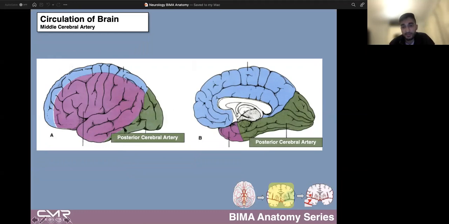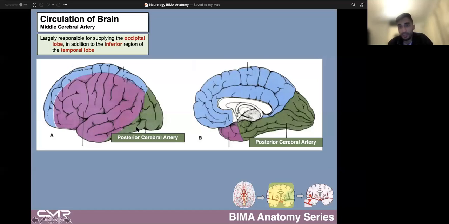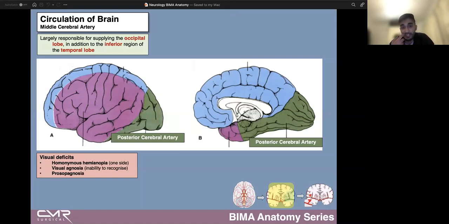Next is the posterior cerebral artery. So the posterior cerebral artery supplies the most posterior part of the brain, the occipital lobe. And so whenever there's a stroke within the posterior cerebral artery, what we expect is visual impairment within the patient. As we can see here, there are visual deficits. So homonymous hemianopia, that will only affect one side depending on which posterior cerebral artery is affected. What is homonymous hemianopia? That's basically an entire visual field being lost. So you lose complete vision on the right side or left side of your peripheral field.